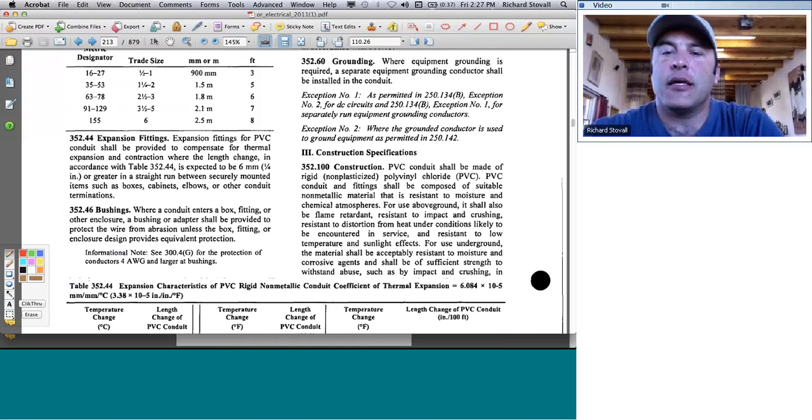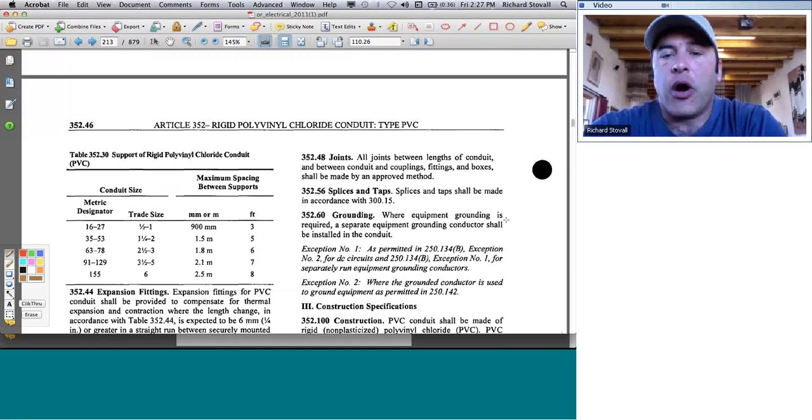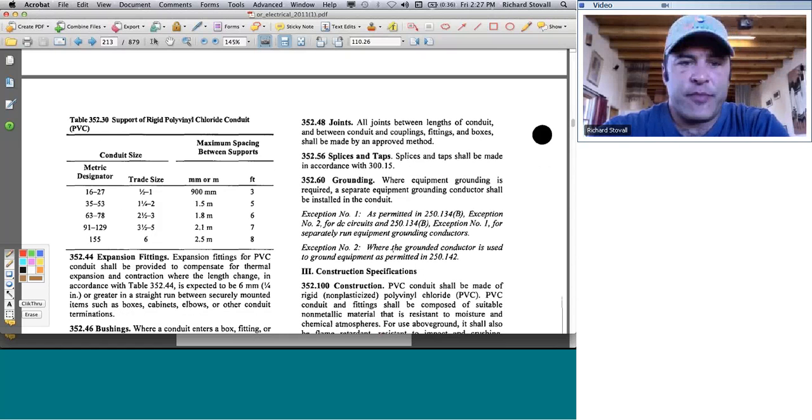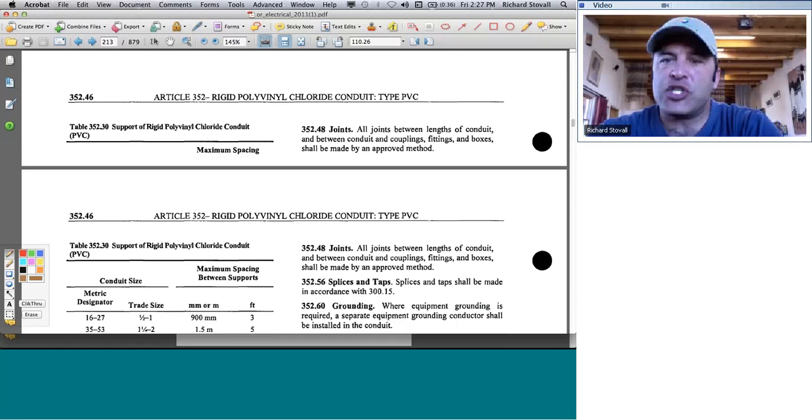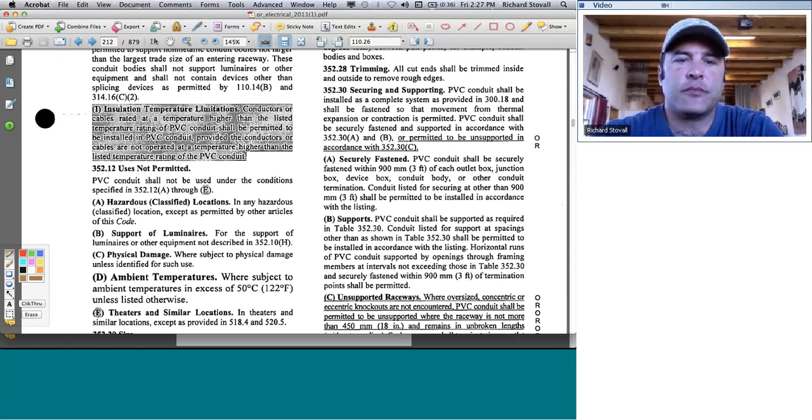the answer you would find by going to the article that defines the expansion coefficients for various types of conduit. In this case, Article 352 covers PVC, rigid polyvinyl fluoride conduit. Okay, and there's lots of information here. In fact, let me start at the beginning of this article. Okay. Let's go back.